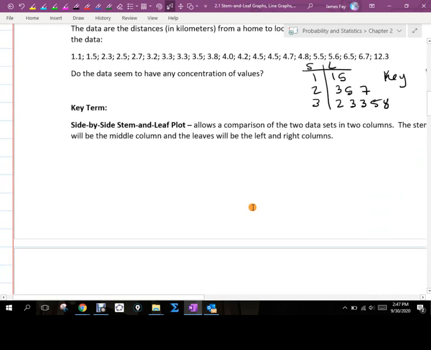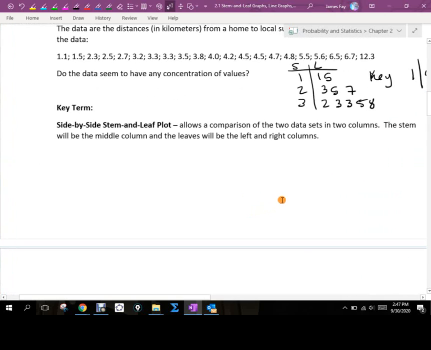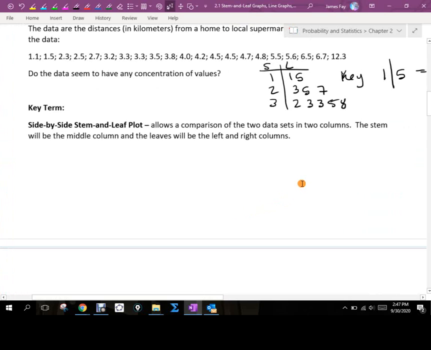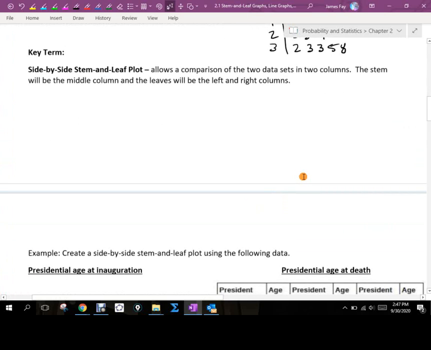Something you've probably not done, but it's not hard, is what we call a side-by-side stem and leaf plot. Sometimes called a double stem and leaf plot. It allows you to compare two sets of data in which you've collected the same characteristics or same information about two different groups. Or two pieces of data about the same group.